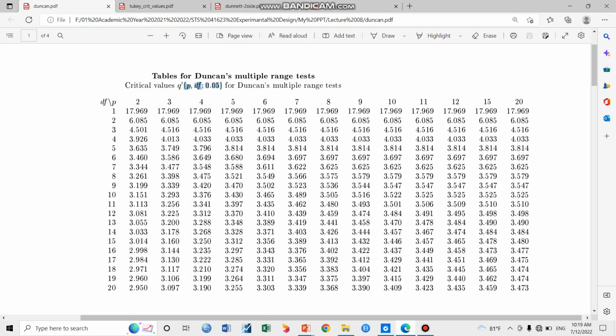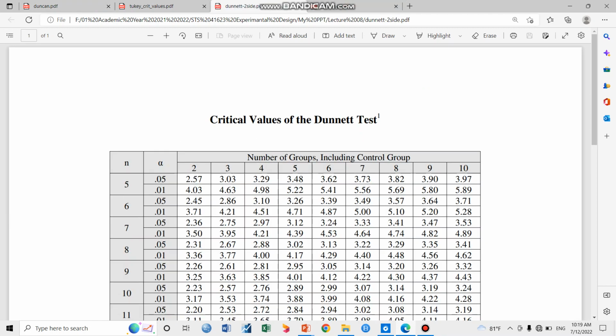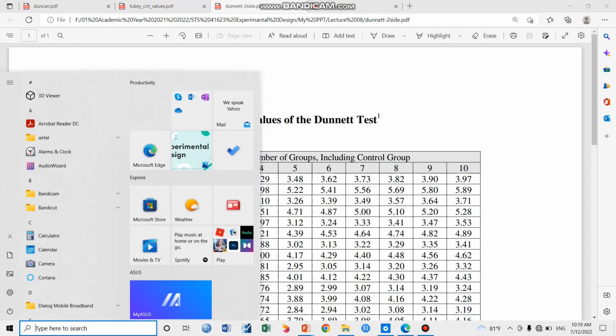So I will show you the Dunnett table. So this is the Dunnett table. You need to have alpha, then the n representing k here, the number of groups, and the number of replications here. So you can use it in that way.